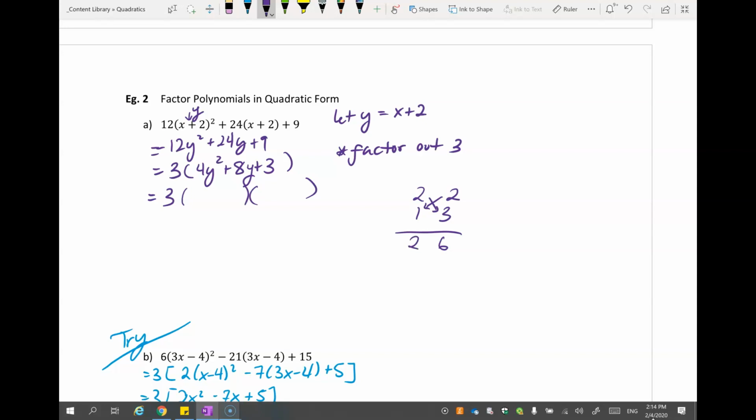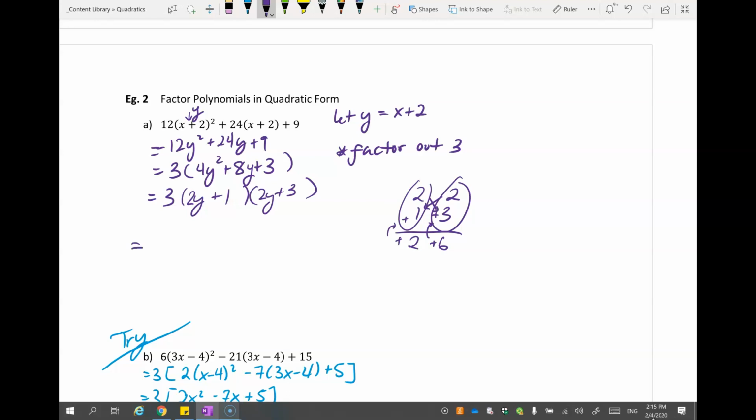And then I want to create a positive 8 with these two numbers down here. And I can if they were both positive. And this sign is just going to reflect up. This is what's going to go in your brackets. So the top number has a variable with it. So that's y, 2y plus 1, 2y plus 3.